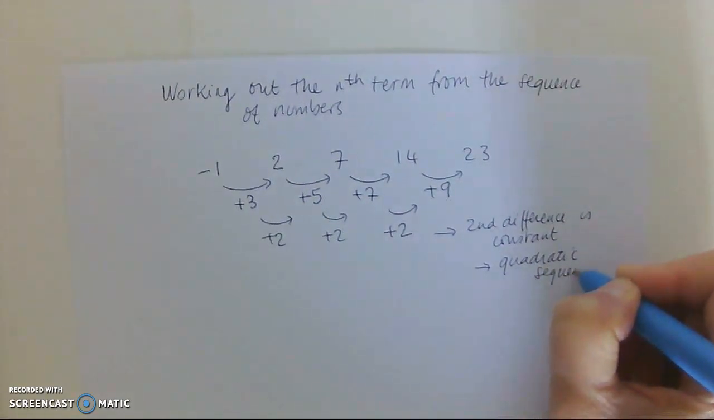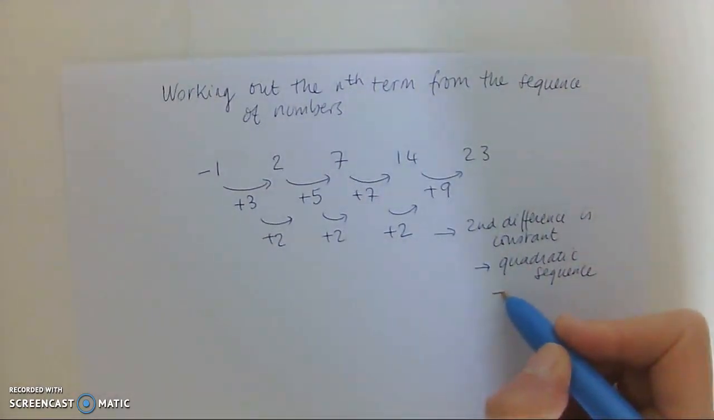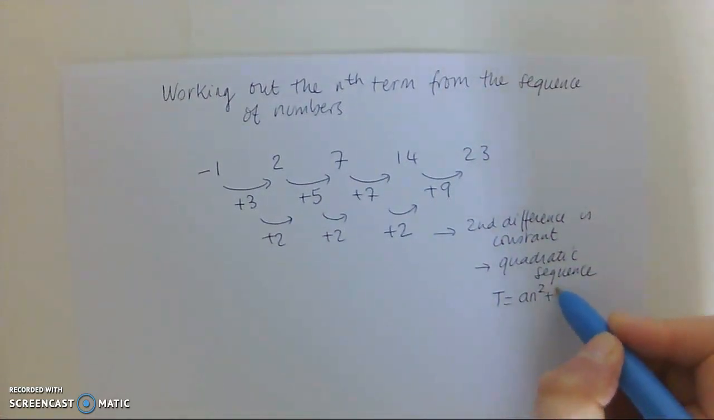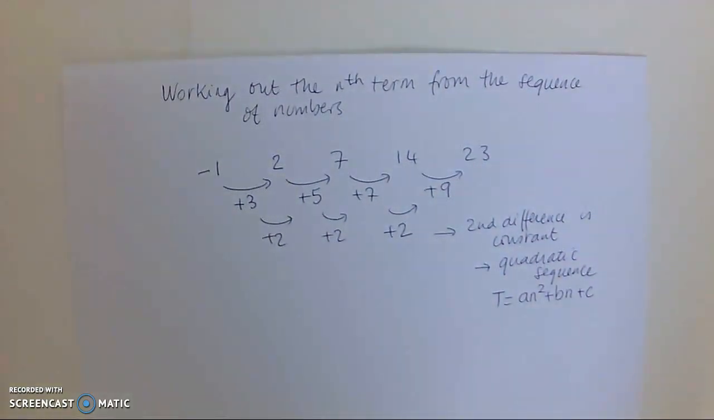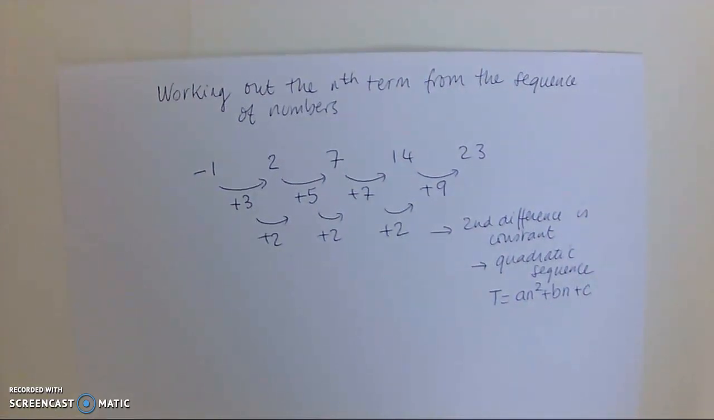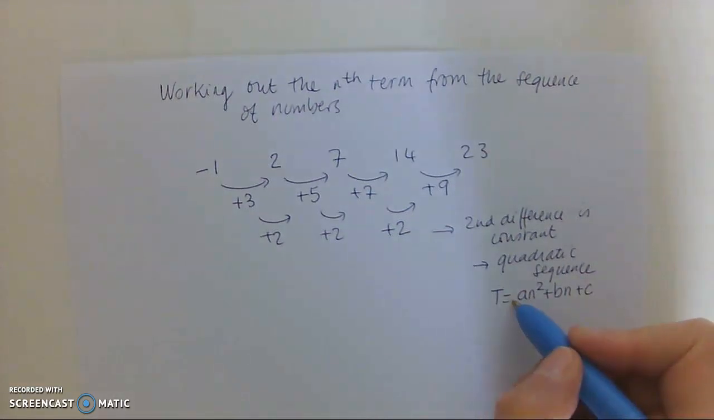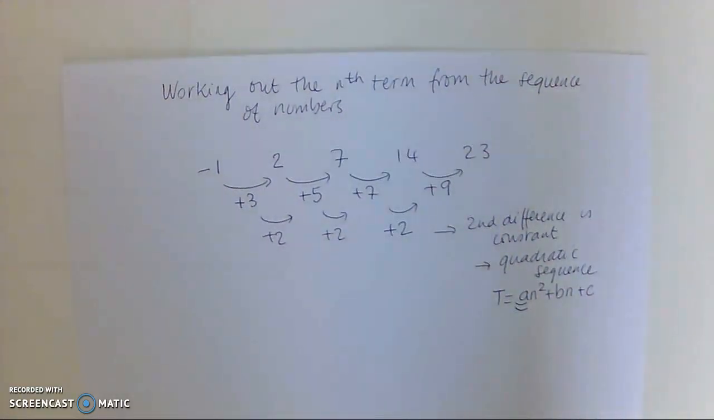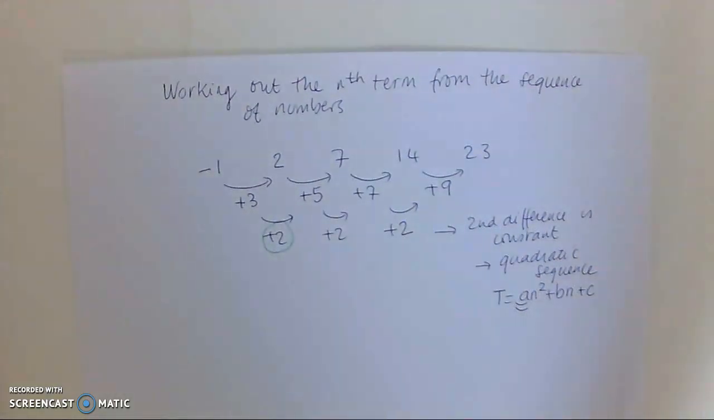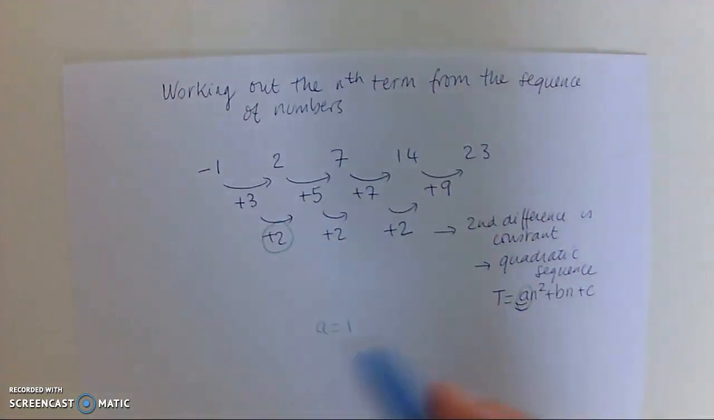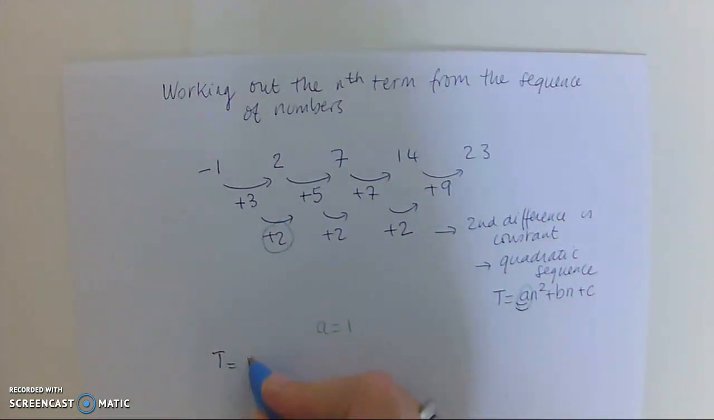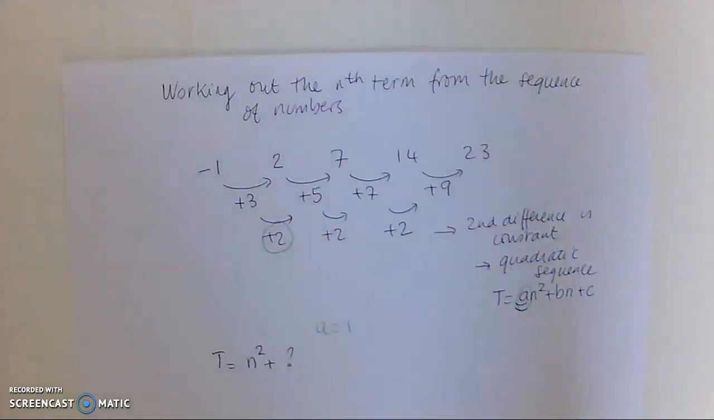sequence. So my quadratic sequence is going to look something like t equals an squared plus bn plus c. But I don't really know anything about any of these a, b, and c yet. Or do I? Well, I do actually know something about the a. Because if it goes up in 2's, then we know that the a is going to be half of that. So a equals 1. So we know that the sequence is going to start looking like n squared plus something, which may have some n and may have some numbers, or may just have numbers.